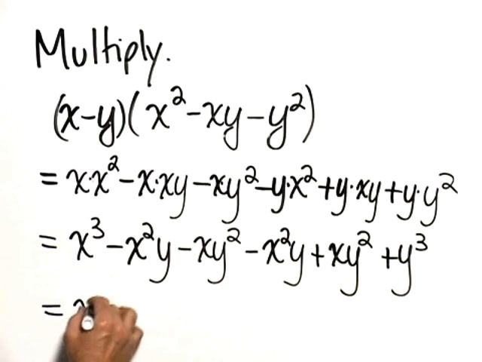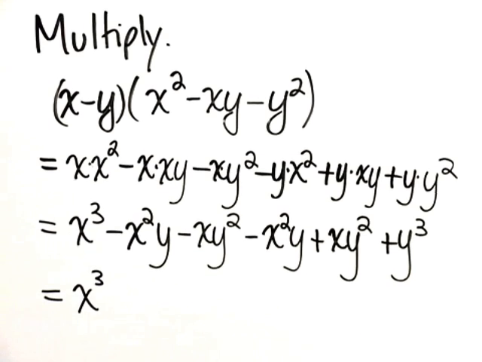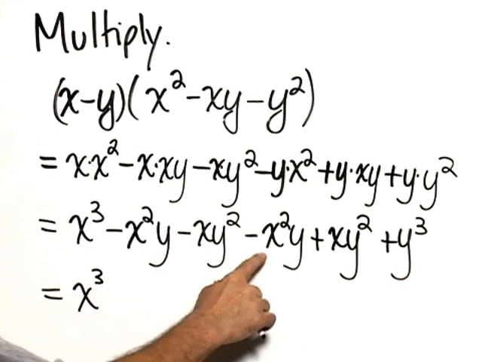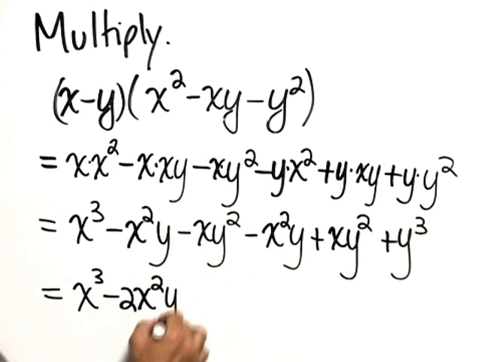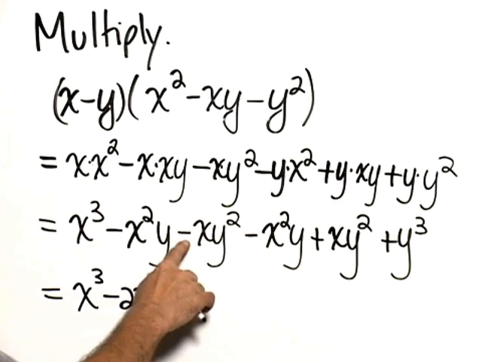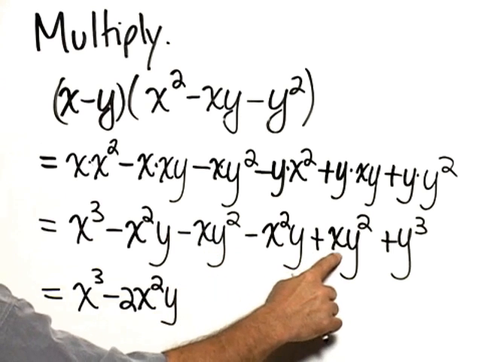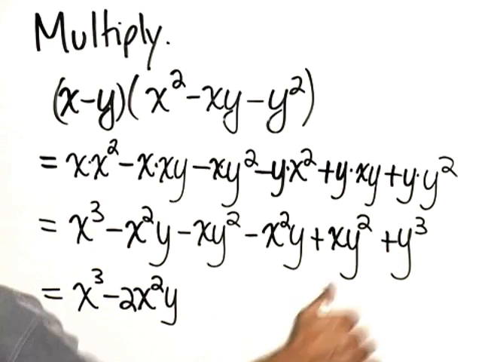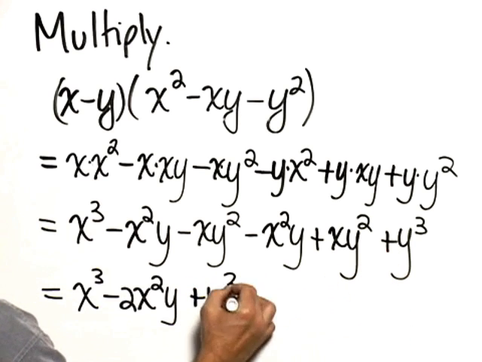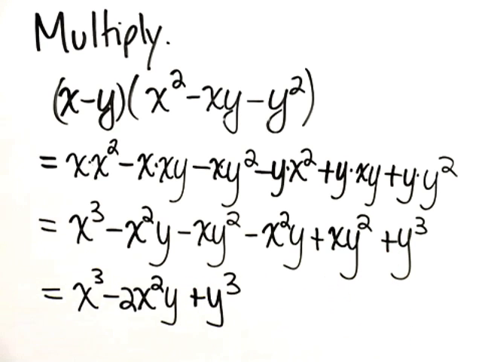Come back now and let's combine like terms. There's only one x cubed. We'll write that first. Here we have a negative x squared y minus an x squared y, so that's minus 2 x squared y. Here we have minus xy squared plus xy squared. They sum to 0, and then we have this term plus y cubed. That's our simplified answer.